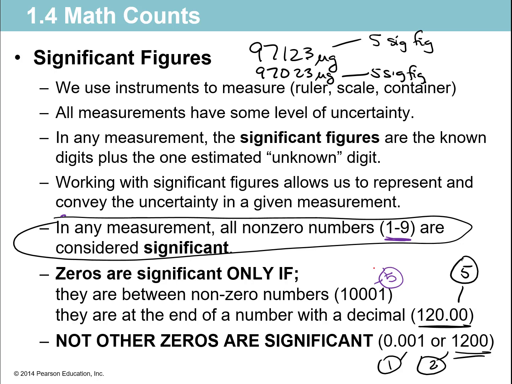120.00, because there's a decimal place, all those zeros at the end now become significant. So there's all 5 of them. The zeros that don't matter, the zeros that don't carry this measured value, are zeros out front, like 0.001. Zeros out front, even though there's a decimal place, don't count. And zeros at the end if there's no decimal. That is because with the number 1200, you know the 1 and the 2, but those zeros are not measured values. So the 1 and the 2 are what you measured. Those zeros are just telling you how big the number is.